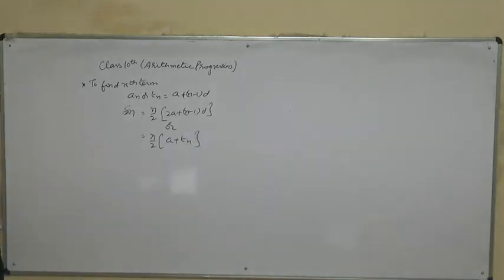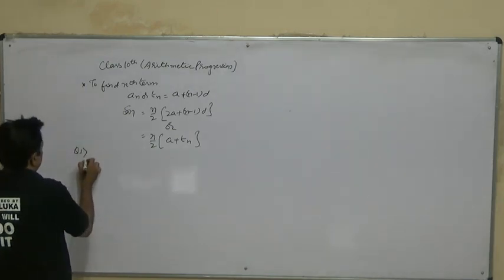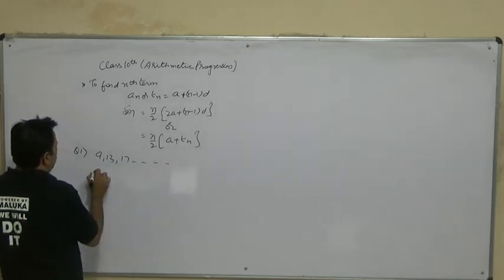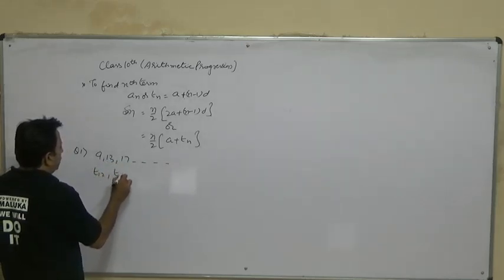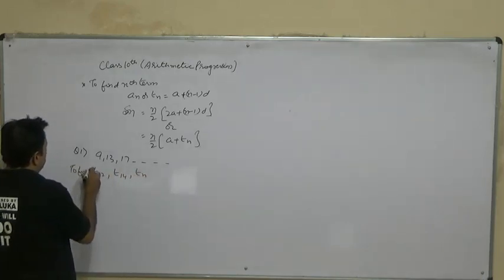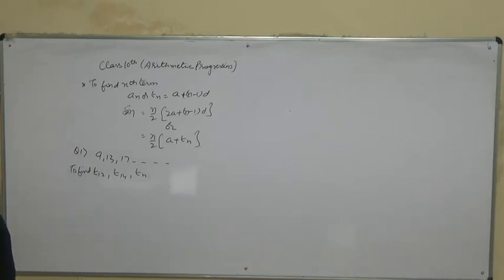So first is find 12th, 24th and nth term of the series. Series is 9, 13, 17 and so on. Find 12th term, 24th term and nth term. So this is the question.